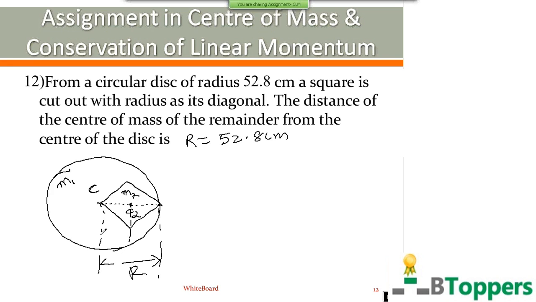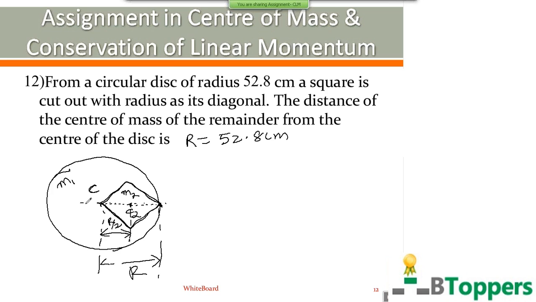That means at a distance R by 2, since the diagonal of the square piece coincides with one of the radii of the circular disc. The length of the diagonal of the square piece cut out is equal to the radius of the circular disc.